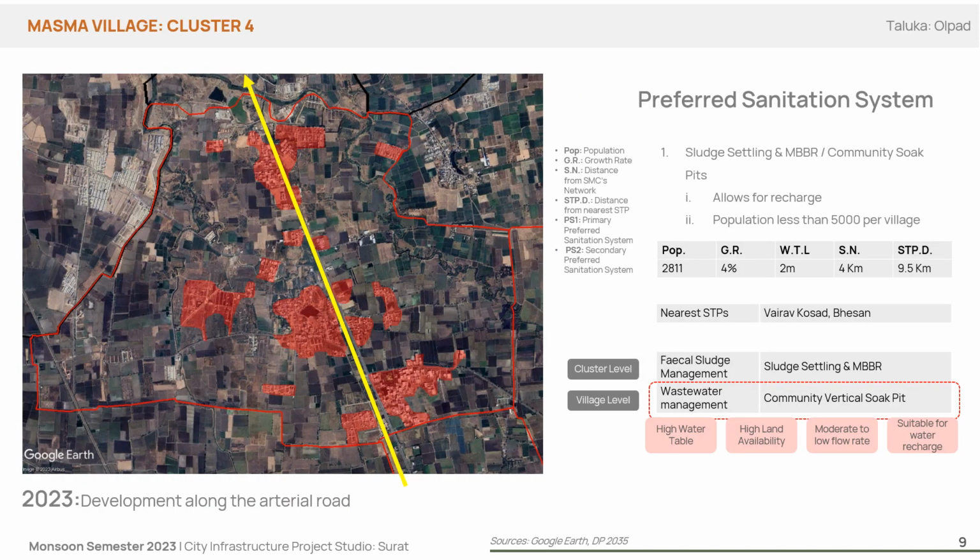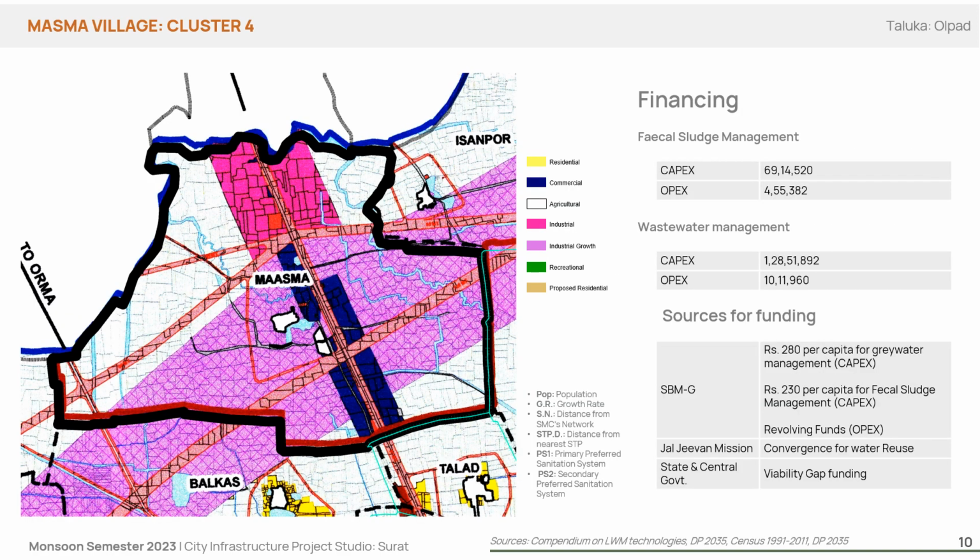Looking at the Masma village within the cluster, possible sources for funding include SBM Grameen, which provides 280 per capita for grey water and 230 for sludge management for villages under 5,000 population. Convergence with Jal Jeevan Mission is possible as there is water reused and recycled. The gap can further be funded by central and state government grants.